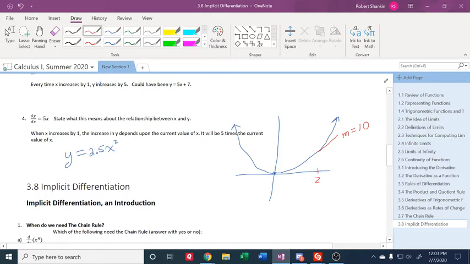If x was 0, plug in 0 here, 5 times 0 is still 0. If we're at negative 3, the slope is going to be negative 15. It depends on where we are on the x-axis.